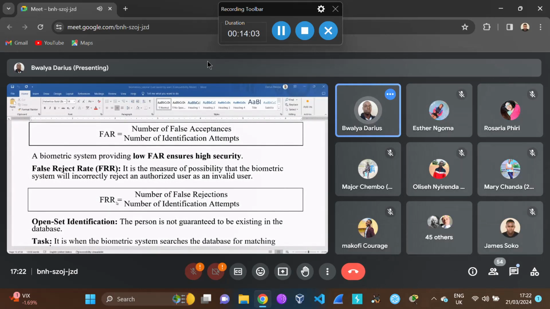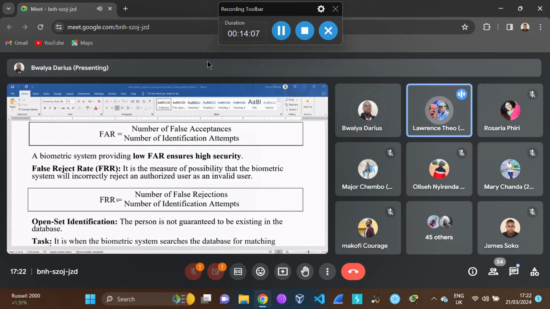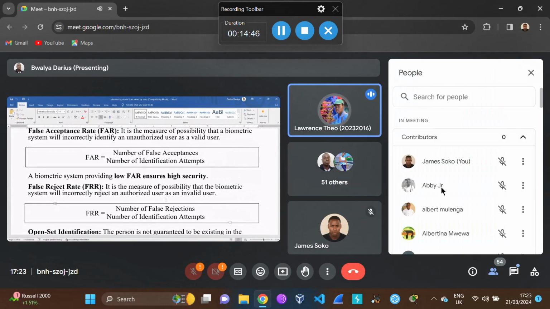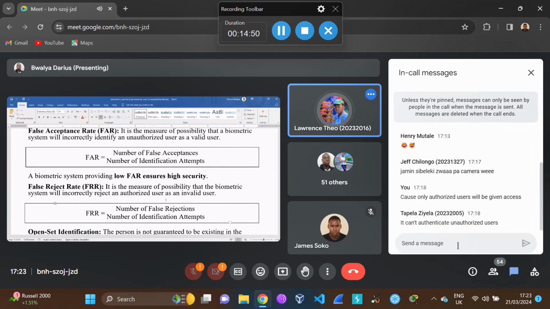Yes, Lawrence. I'm not very clear on this. Since we are saying the false acceptance rate measures the possibility that the biometric system will incorrectly identify an unauthorized user as valid, how possible is it that the number of false acceptances will be more than the number of identification attempts if the samples are collected? How possible is it for the number of acceptances to be more than the users who have been identified?